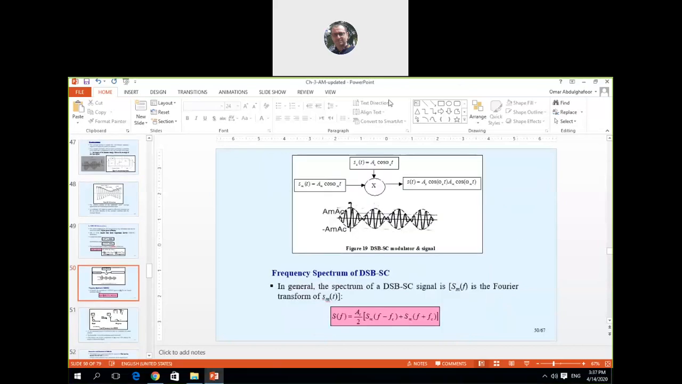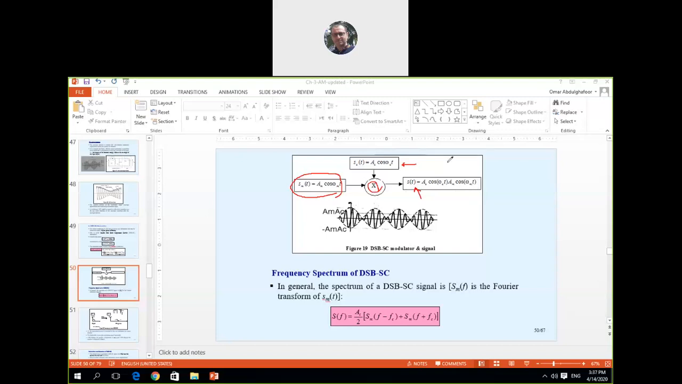Then this is the block diagram for double sideband suppressed carrier. This is the modulating signal, and this is the carrier signal. Here we have a multiplier, and this is the output, the modulated signal: A sub c cosine omega c t times the multiplier, a sub m cosine omega m t.